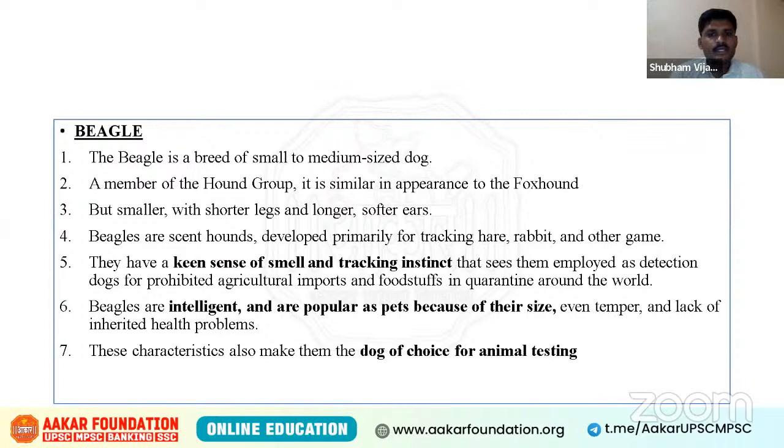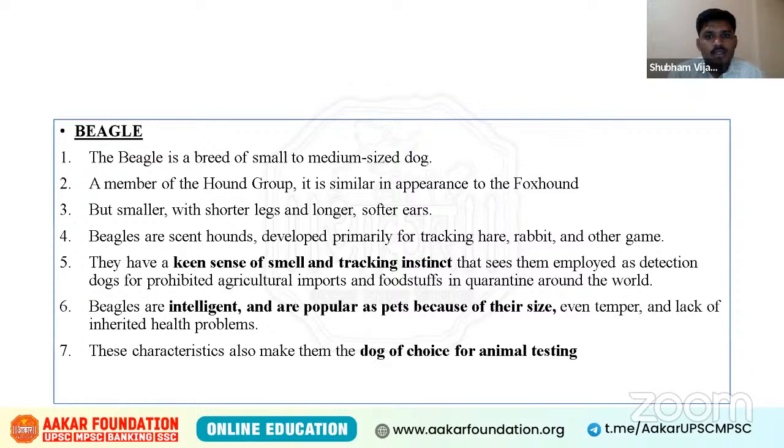Beagle is a breed of small to medium sized dog, a member of the hound group. It is similar in appearance to the foxhound dog, but it is smaller, with shorter legs and longer, softer ears. Beagles are scent hounds developed primarily for tracking hare, rabbit, and other game. They have a keen sense of smell and tracking instinct. This can be used in the tracking of suspicious objects or persons.